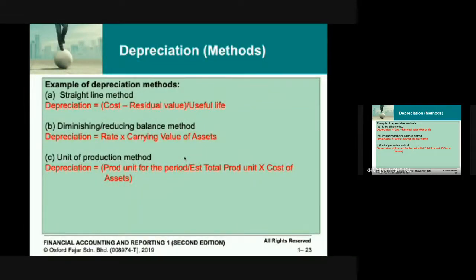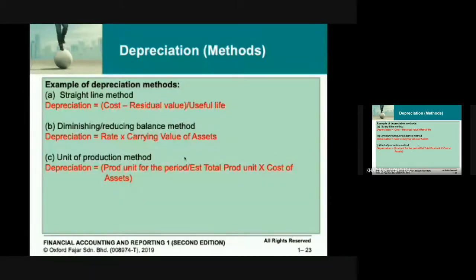For example, you talk about a motor vehicle. Normally for a motor vehicle, we give 5 years useful life, yeah? But after 5 years, do you think you can still use the motor vehicle? Most of the time, yes. But it's just a matter of how much you can sell the motor vehicle for at the end of the 5 years, and that will be the residual value of that motor vehicle.